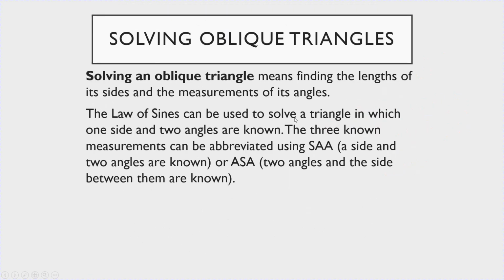The law of sines can be used to solve a triangle in which one side and two angles are known. So you're going to need to know one side and two angles. The three known measurements can be abbreviated as side-angle-angle or angle-side-angle. There's also a case, called the ambiguous case, where you're given side-side-angle. I'll spend a lot of time talking about this ambiguous case.